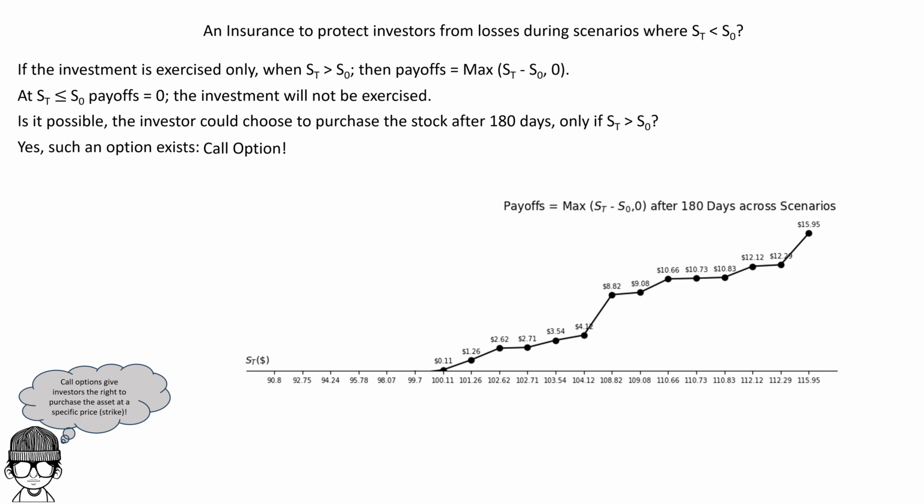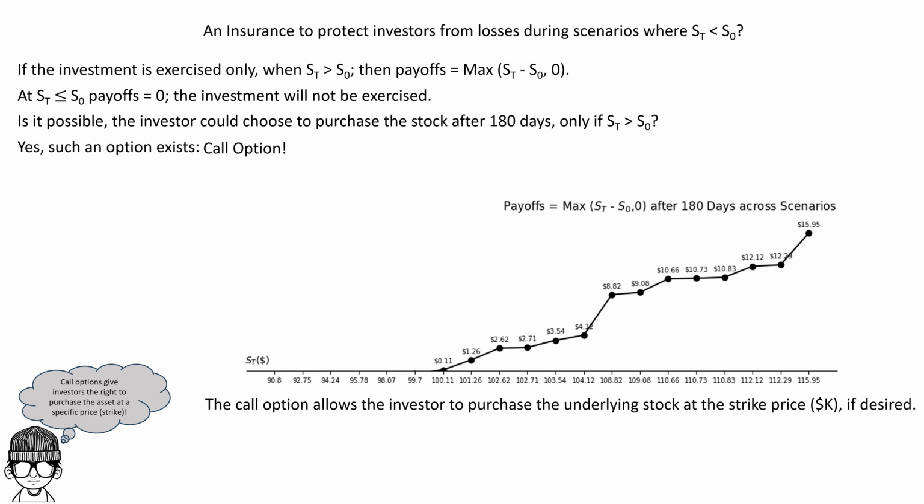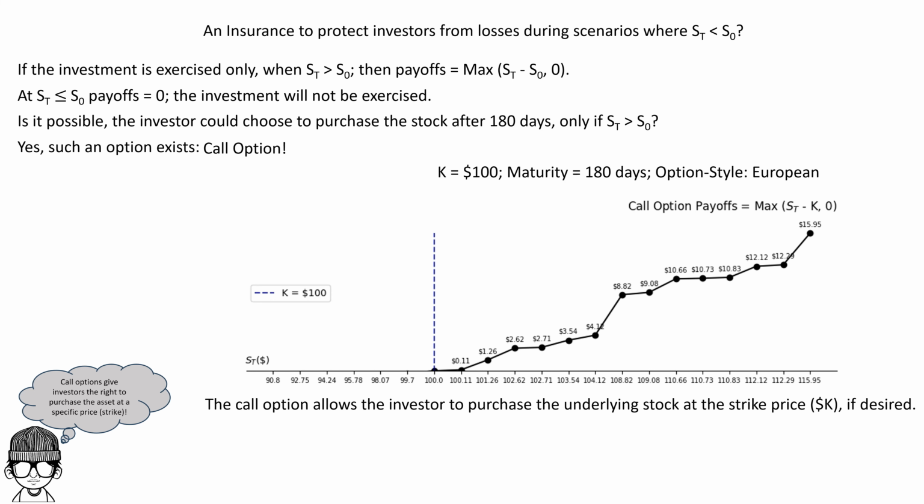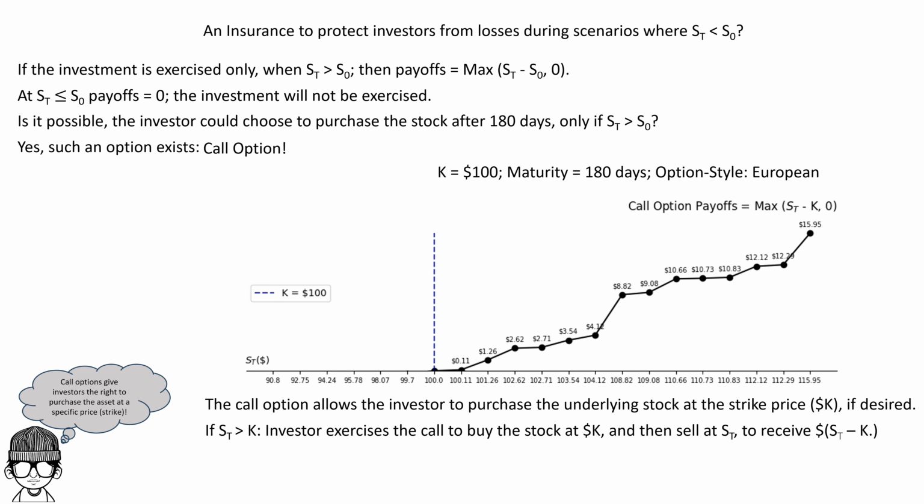Now, remember call options that they give the investor the right to purchase the asset at a specific strike price. And this only occurs if the investor desires to do so. So the investor has an option, hence the name, to purchase the underlying stock at the strike price if they desire, so if there's a favorable condition. So let's take the strike price to be $100, just for simplicity to continue with our example, where the strike price is equal to $100.